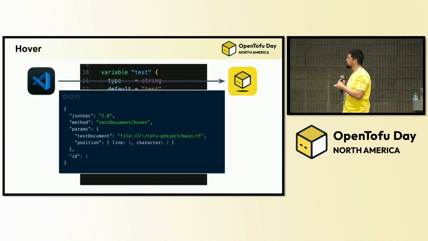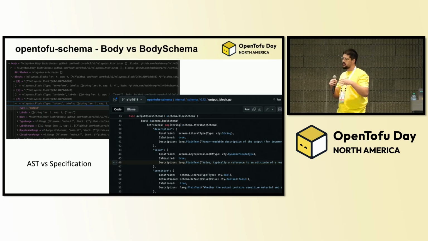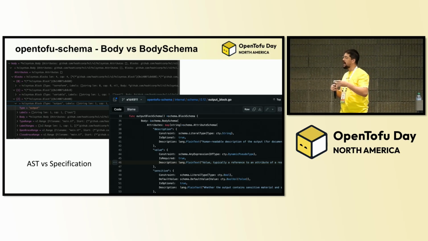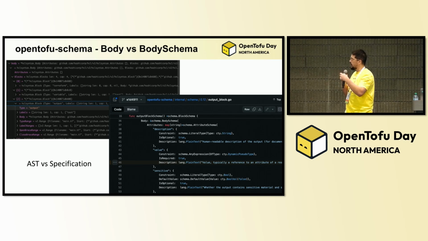So everything is going to be on that body. And the other part of it is the body schema. That's the specification of what the body can have. So for example, I'm showing here the schema of the output.